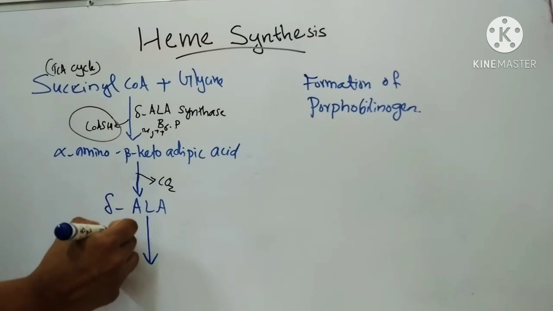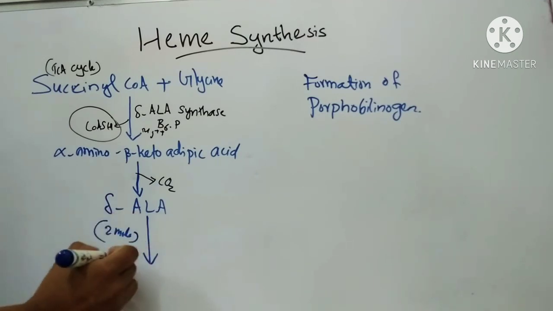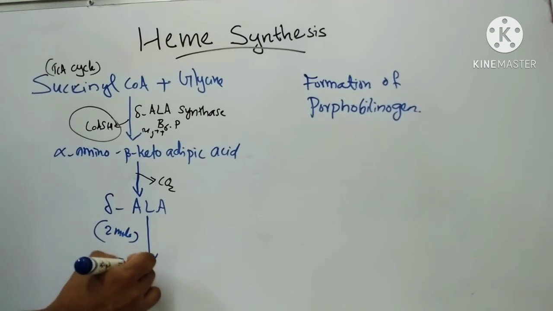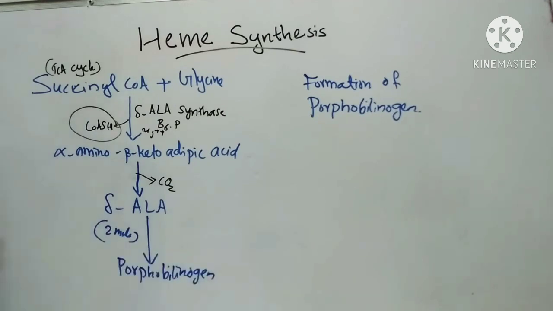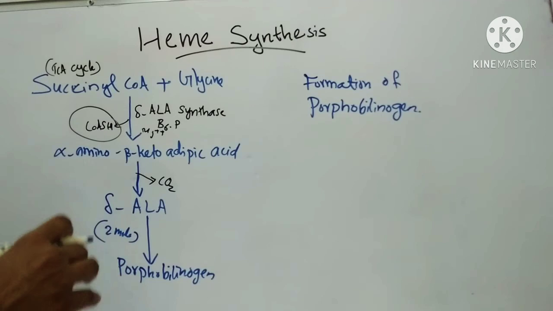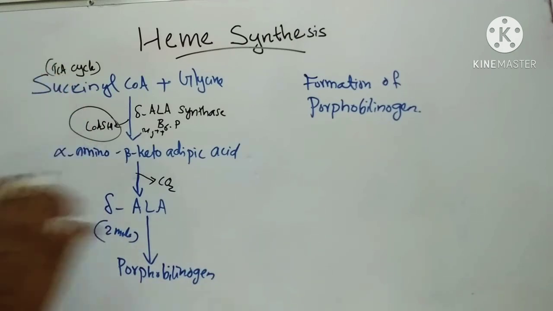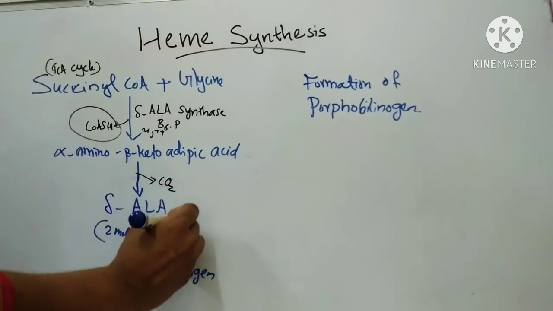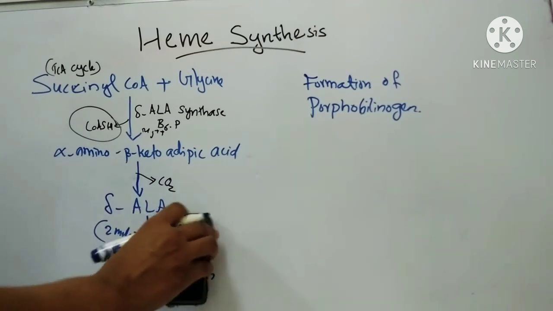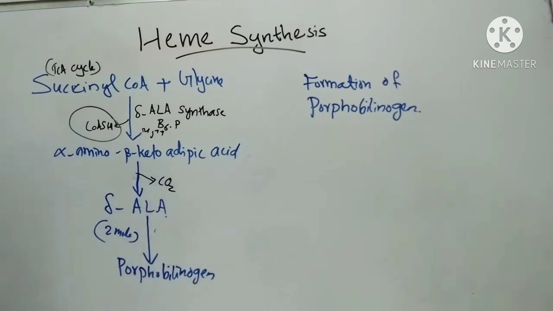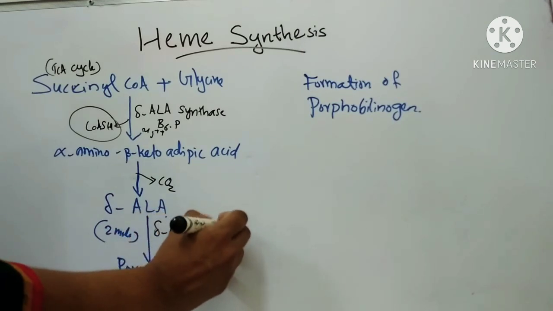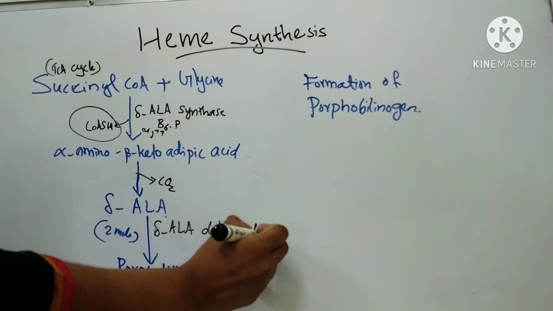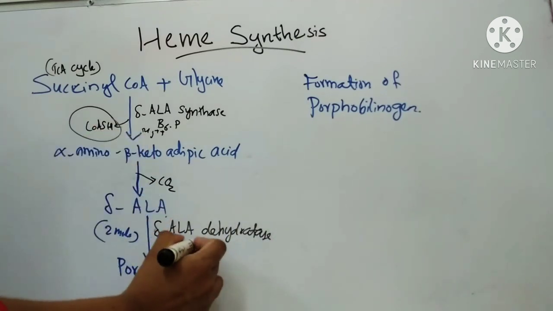2 molecules condense to form porphobilinogen. This is catalyzed by the enzyme delta amino levulinic acid dehydratase. This is a zinc containing enzyme and it requires Cu++.